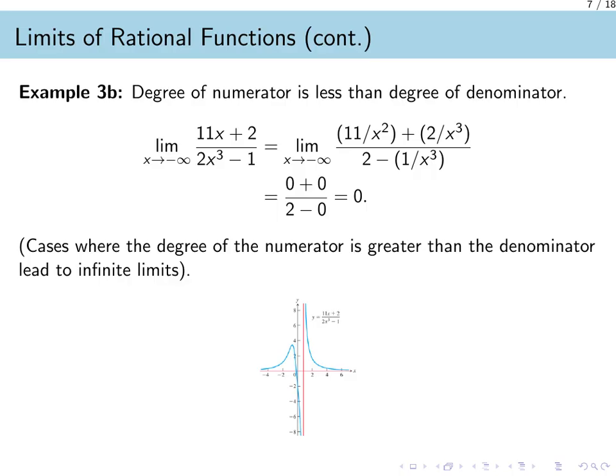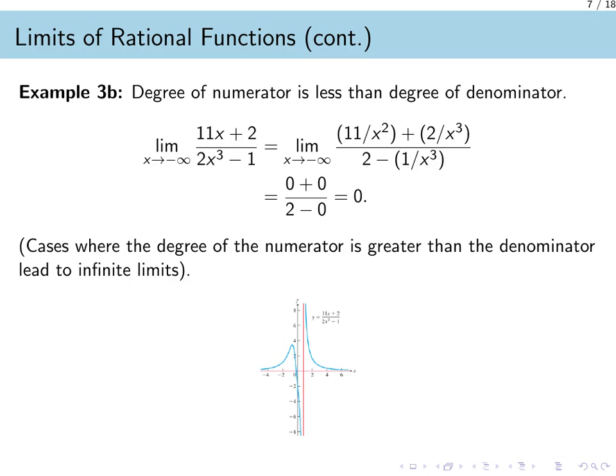Following our established method, I will divide every term by the highest power of x in the denominator, which is x cubed. This transforms the numerator into the quantity 11 over x squared plus 2 over x cubed, and the denominator becomes the quantity 2 minus 1 over x cubed.